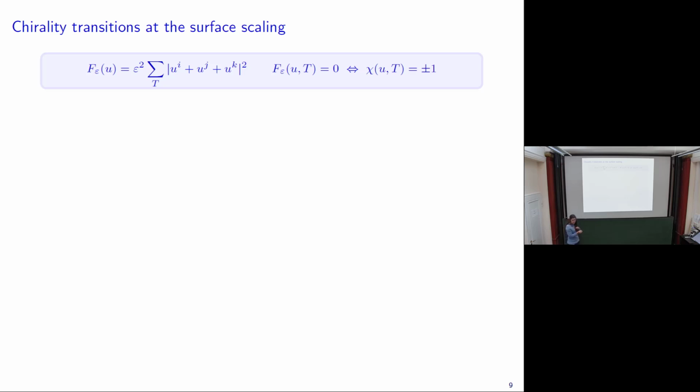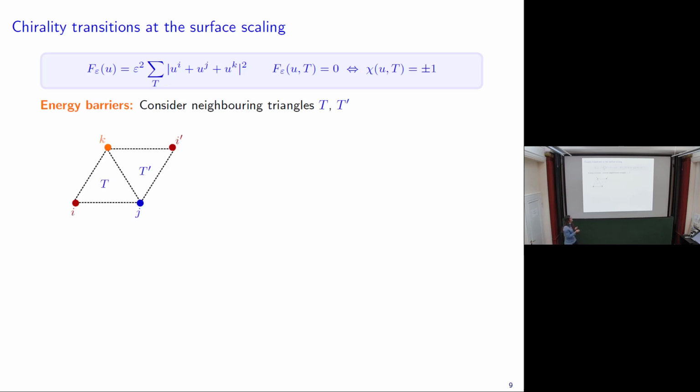Any questions so far? No. Okay, then I can go on. In particular, to get asymptotic lower bounds and to get compactness, it's good to get energy barriers. We're interested in energy barriers in neighboring triangles for certain configurations. So let's take two neighboring triangles, T and T prime, and let's suppose that my chirality switches sign in those two triangles. Here ijk, I go counterclockwise, here ijk, I go clockwise, so I switch the sign. Here I have positive, here negative chirality.